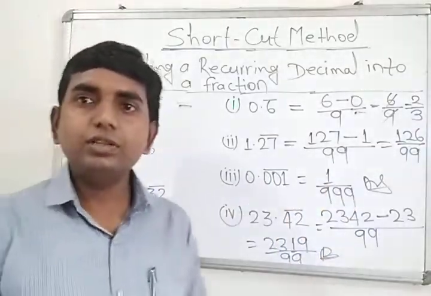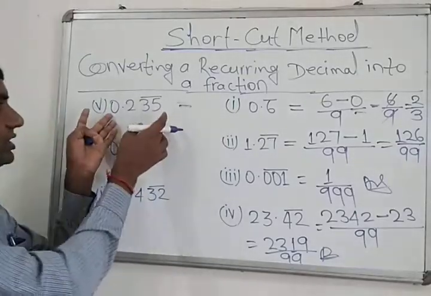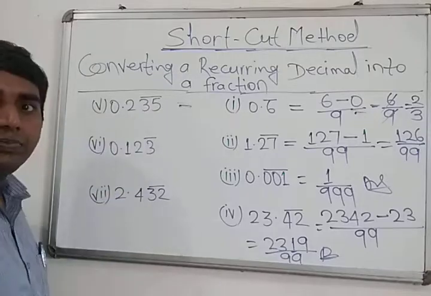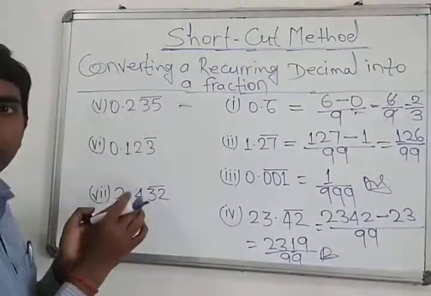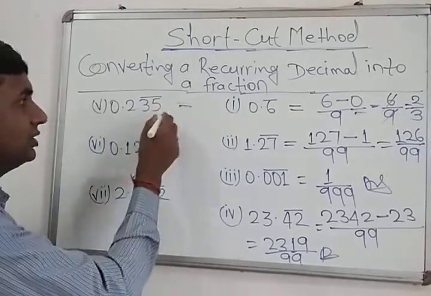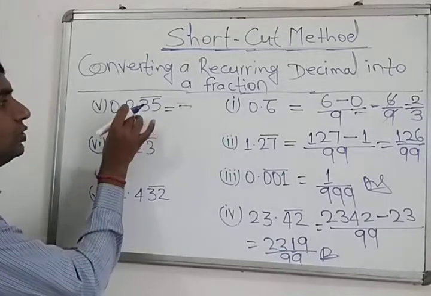It's very simple. Now here is one more example. The question given is 0.235, and this example has mixed recurring digits. In this we find that 2 is not repeating. After the decimal, 3 and 5 are repeating. So how do we solve it? For this we have 2, 3, 5.